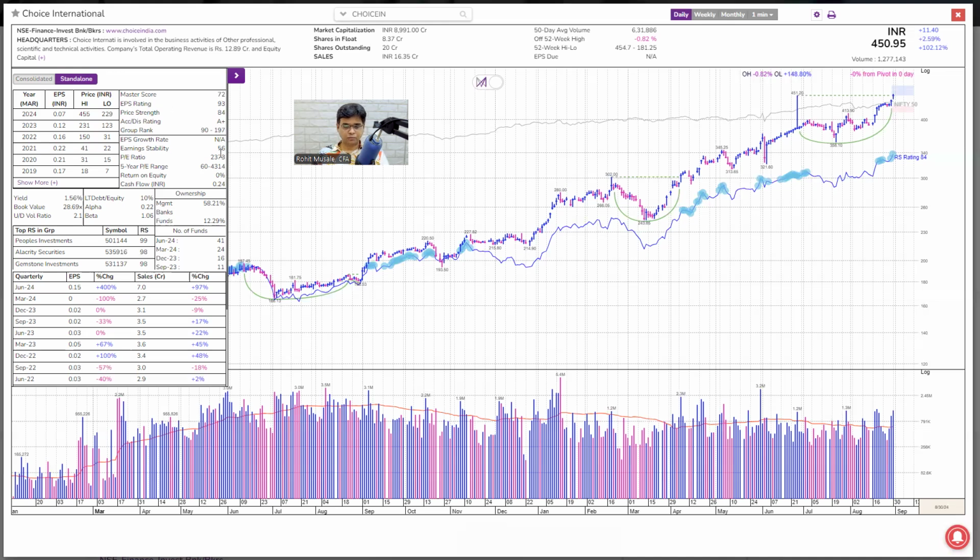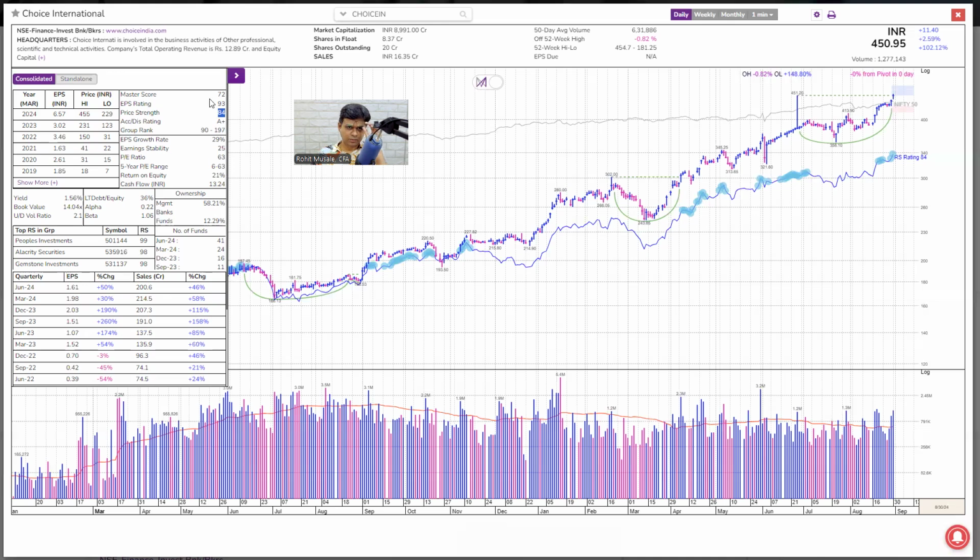EPS rating depends on 4 different factors. They look at the current quarter's earnings growth, the latest 2 quarters' earnings growth, the annual earnings growth, and the earnings stability and consistency. So it's not just the earnings that matter, it is also about the stability and consistency of the earnings. So 93 is the EPS rating, which is fantastic. You can see why that rating makes sense because sales are rising, earnings are rising. Good sign.